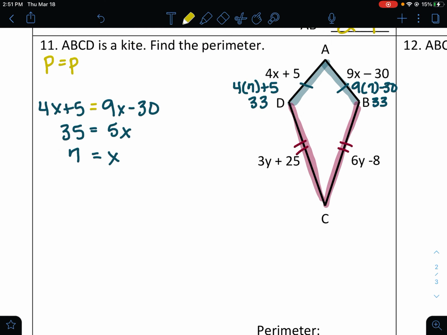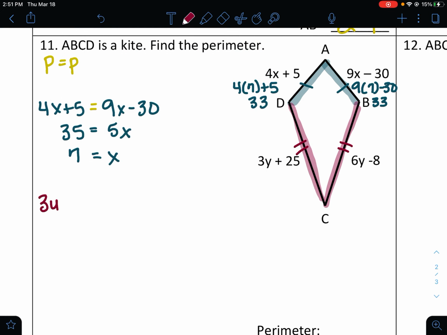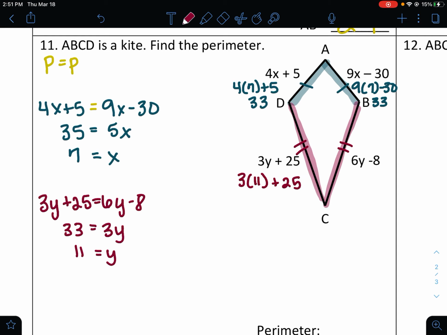All right, let's try another one. The other one, 3y plus 25 equals 6y minus 8. Okay, solve it however you need to solve it. Okay, so we get 11 for y. Let's plug it back in to make sure. 33 plus 25, was that 58? 66 minus 8, that's going to also be 58. All right, cool, so we got that one right as well.